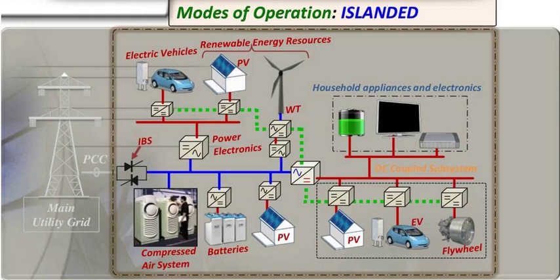Grid-connected and islanding operations. Grid-connected and islanding operations are concepts related to electrical power systems and the operation of distributed energy resources, DERs, like solar panels, wind turbines, and energy storage systems. Let's explore each term separately.